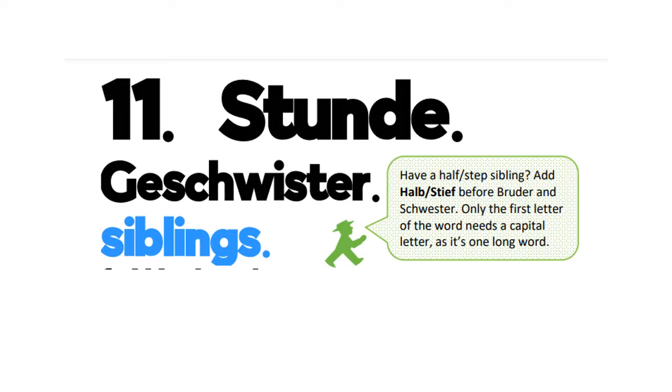So just a reminder as well, halb and stief are used, they add on to the word Bruder or Schwester, halb meaning half or stief meaning step. So if you do have a half brother or sister or a step sibling, then you can just add that to the start of the word brother or sister, okay? And that's actually known as a compound noun, and there's lots of those in German where they just put words together to make longer words.